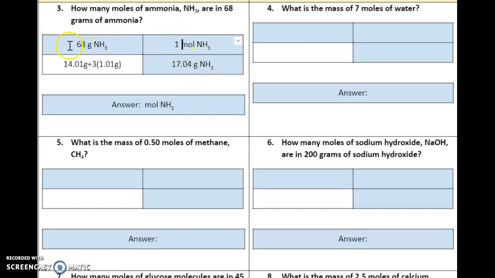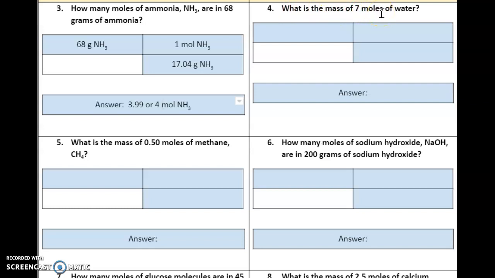So what we're going to do next is multiply the top and divide by the bottom. So 68 times 1 divided by 17.04. Our final answer will come out to 3.99 moles, or if you round in the end, 4 moles of ammonia.